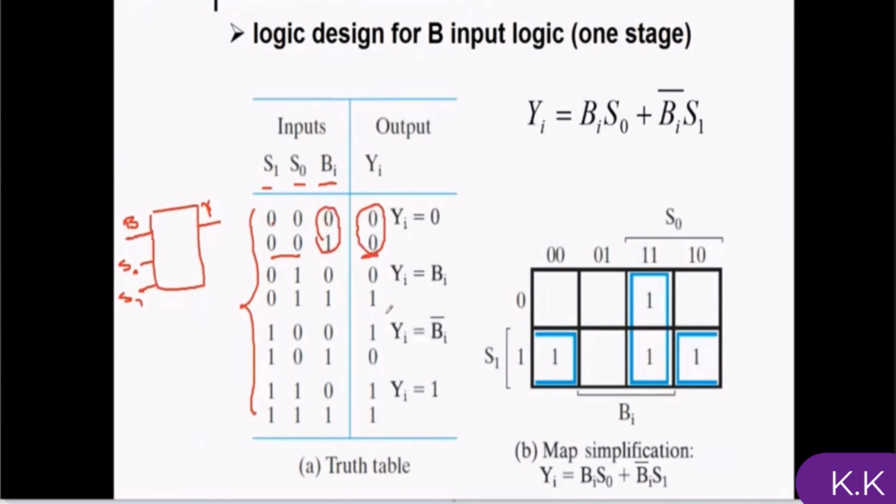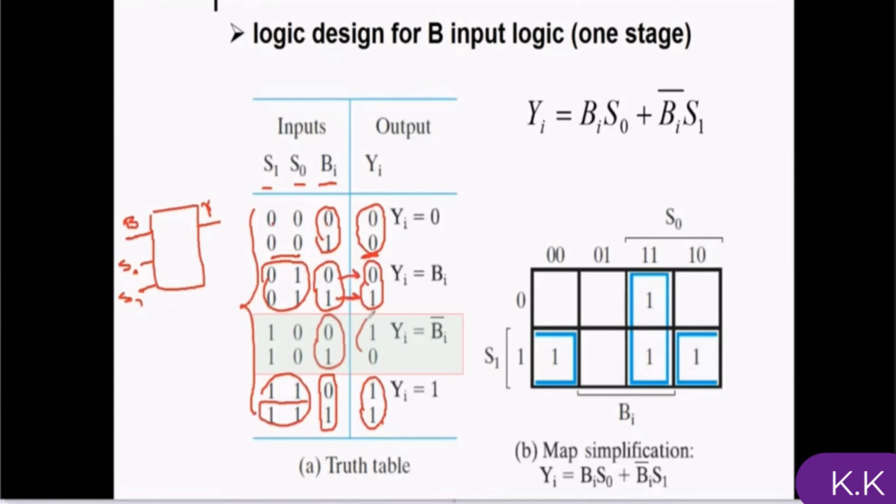As you can see, when S1 S0 is 0 0, we don't care about the value of the B input. B can be 0 or 1, but the output is always 0. And here when S is 1 1, we don't care about the value of the input B, it is always 1.